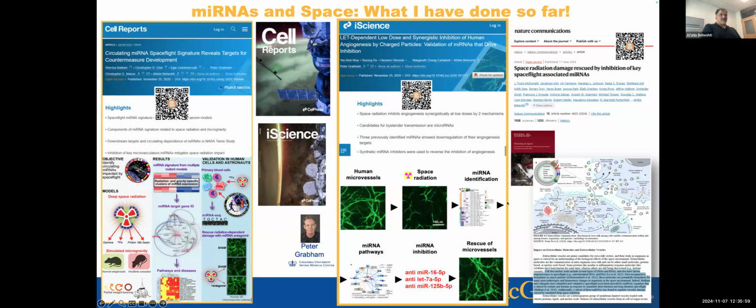And indeed, the National Academy Decadal Survey, which is this 10-year report, hence decadal, that comes out on space-related research from the National Academy of Science that would guide the next 10 years of research, they talk about how important microRNAs are.